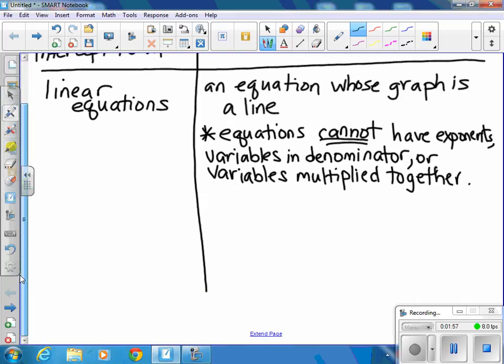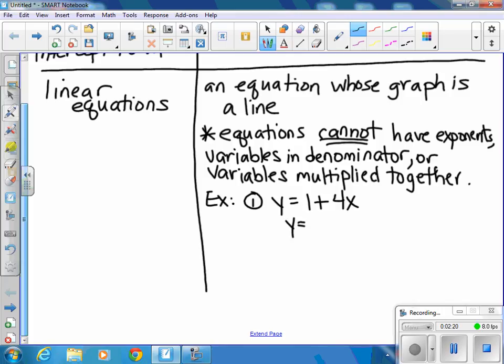All right, so I'm going to give you some examples of linear equations versus nonlinear equations, so that you have an idea of what I'm talking about here. If I give you the equation y equals 1 plus 4x, you always have to ask yourself, does it have exponents? Are there variables in the denominator, or are two letters being multiplied together? And the answer to all three of those questions is no, so that makes it linear.